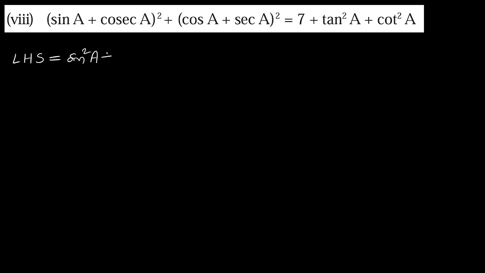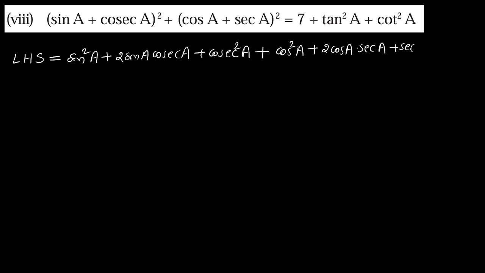A square plus 2ab, 2 sin a cosec a, plus cosec square a. Then the second term is also a plus b all square: cos square a plus 2 cos a sec a plus sec square a. This step is clear. Please reply. Have you understood this step? Benedict, Samruddhi, Lina.